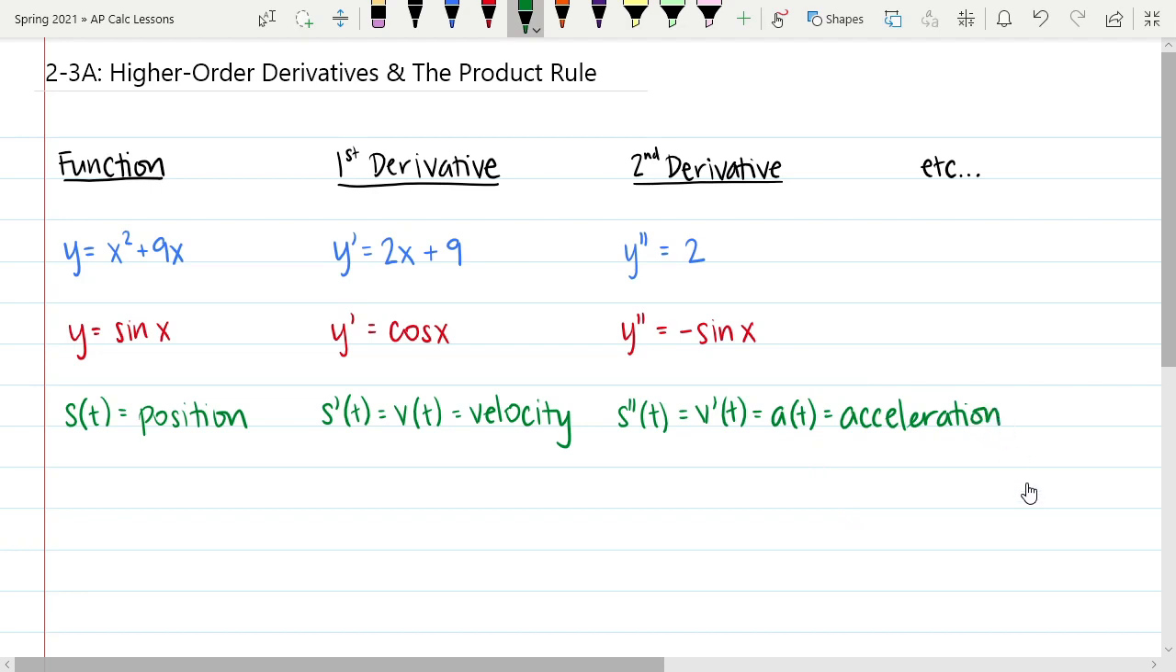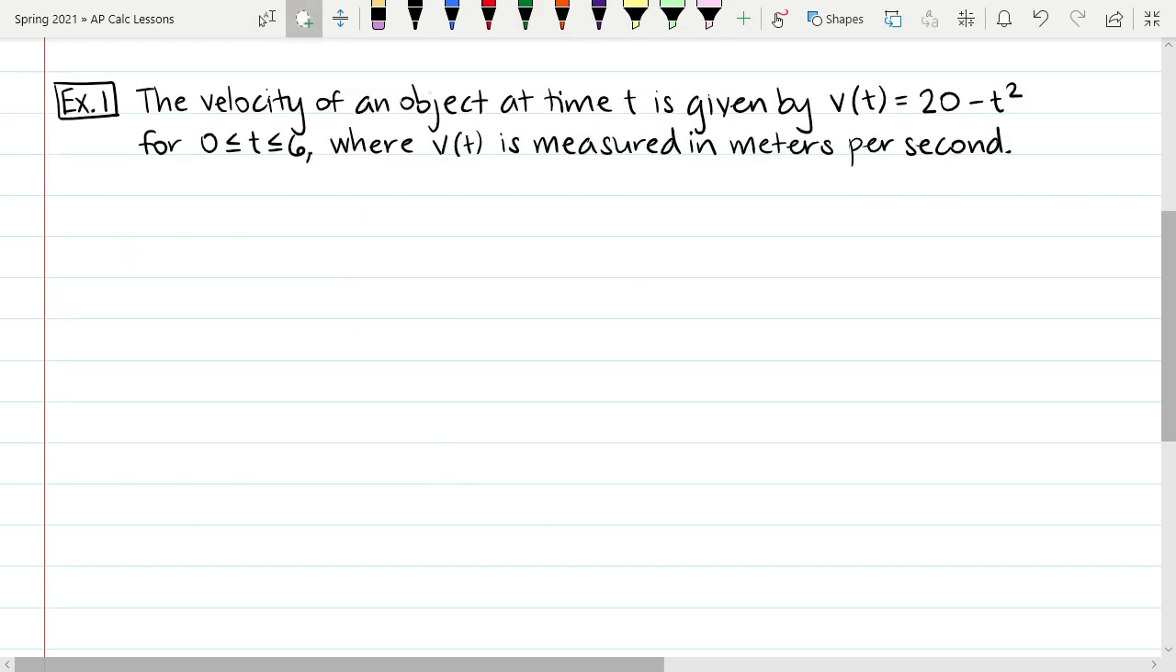So the relationship between position, velocity, and acceleration is a classic application of this idea of higher order derivatives. Okay, so let's look at this first example here. The velocity of an object at time t is given by the function v of t equals 20 minus t squared for t between 0 and 6, where v of t is measured in meters per second.